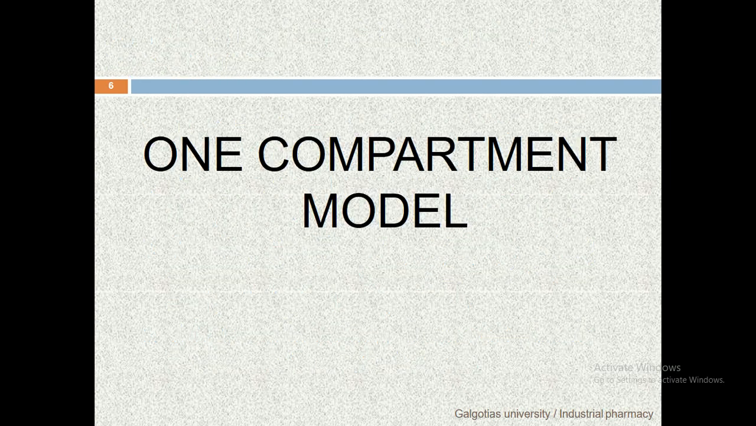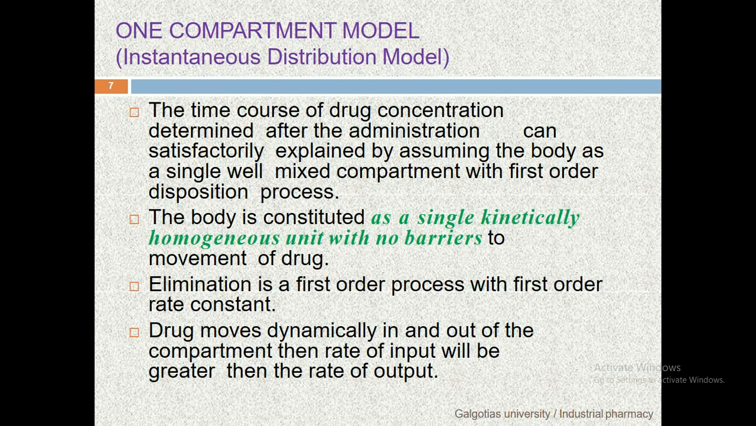So how can they be correlated? The first one which I am going to explain is the one compartment model. The one compartment model is also called the instantaneous distribution model. Now what is the one compartment model? In the one compartment model, the time course of drug concentration determined after administration can be satisfactorily explained by assuming the body is a single well-mixed compartment with first order disposition processes.